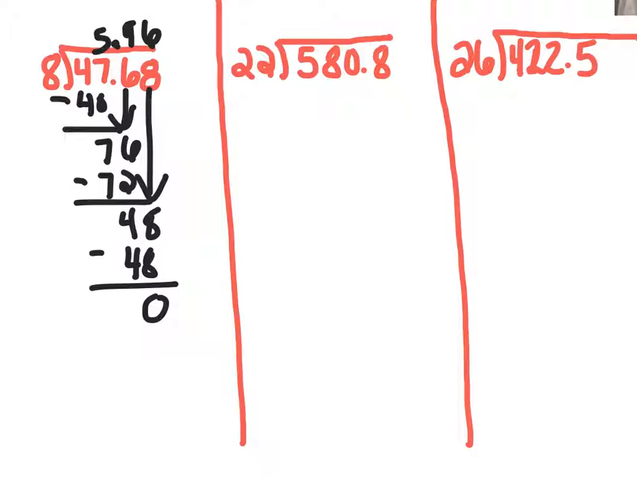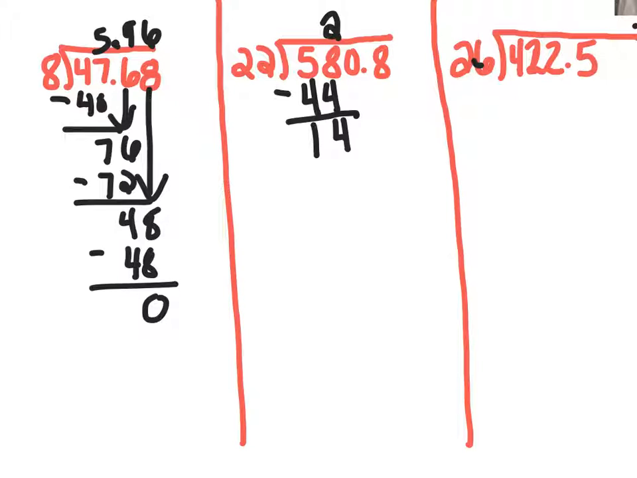Now we can go on and check the second problem. For the second problem, I know that 22 can go into 58. It can't go in 3 times because that would give me 66. So I know it's going to go in at least twice. 2 times 22 is 44. I'll subtract that and get 14.